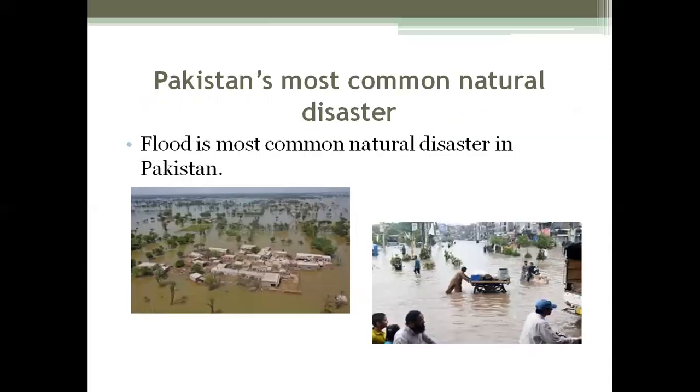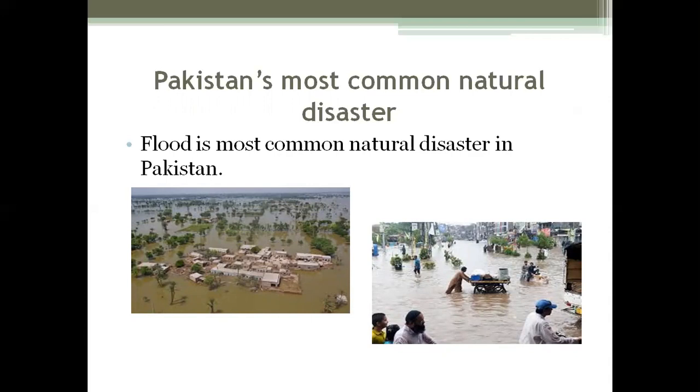Okay, what is Pakistan's most common natural disaster? In Pakistan, we have flood. Okay, flood is the most common natural disaster in Pakistan. And in these two pictures, you can see even in the previous days in Karachi, a lot of water was on the road, and the people were not able to move from one place to another.